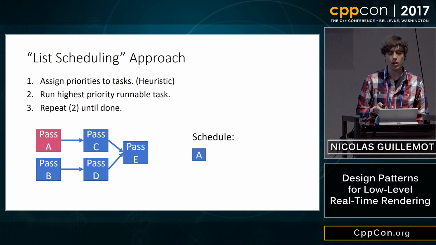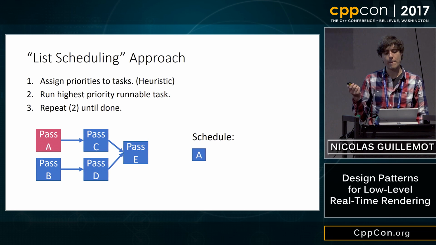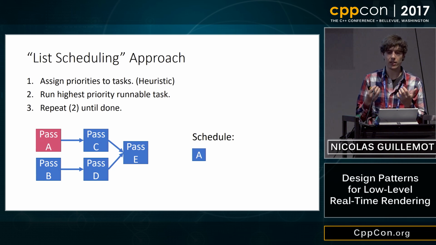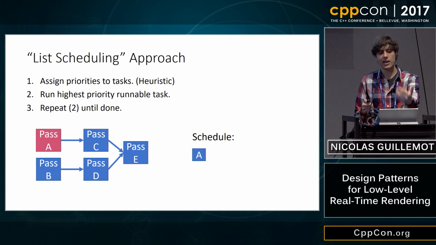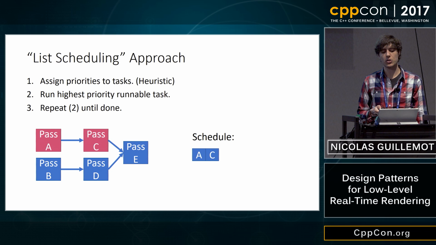So A gets scheduled. And then let's suppose that the next highest priority task is B, but maybe B needs to allocate some memory that it can't satisfy. Like there's actually not enough memory available to run B. So we skip B because it's not a valid runnable task and move on to the next highest priority task, which is C. And maybe C is possible to run, so C gets scheduled.